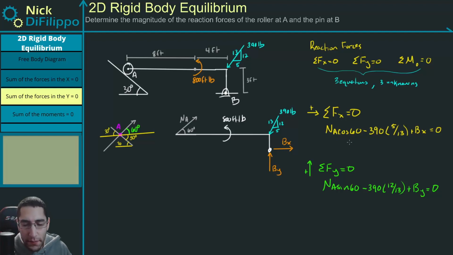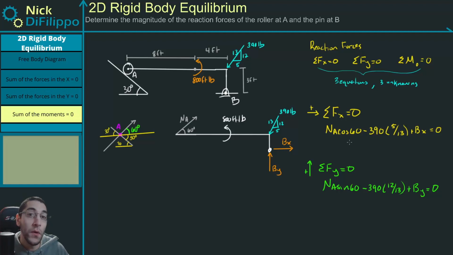The next equation I'm going to pick, I'm going to sum my moments, and the point I want to pick is point B. Why point B is a good point is I have multiple forces, including 2 unknown forces, going through point B. That means these forces won't have a moment about point B. So if I sum my moments about B, I'm going to say counterclockwise is positive. This is going to be equal to 0.